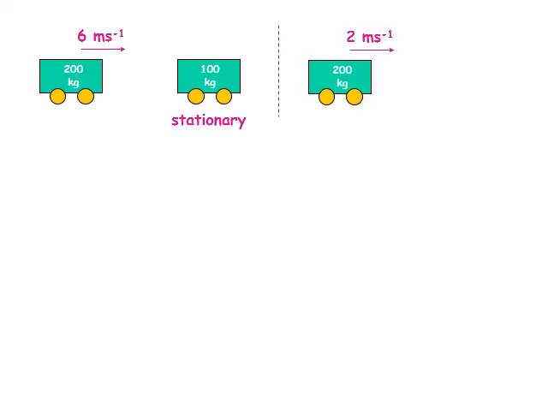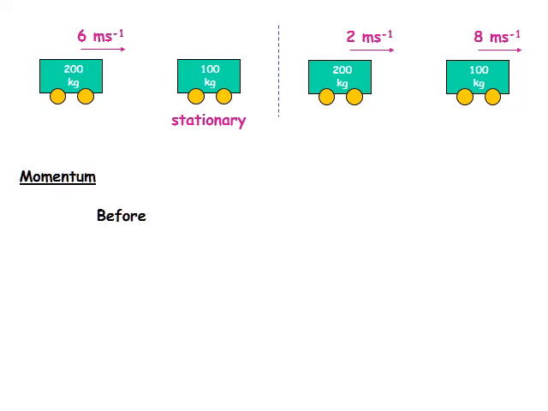So the first thing we need to do is draw a diagram. So before, a dotted line, and after. And we transfer our information to the diagram. The masses are 200 kilograms and 100 kilograms. The first vehicle has 6 meters per second, the second one is stationary, and then after the collision, the 200 one moves off at 2 meters per second. The 100 one moves off at 8 meters per second.